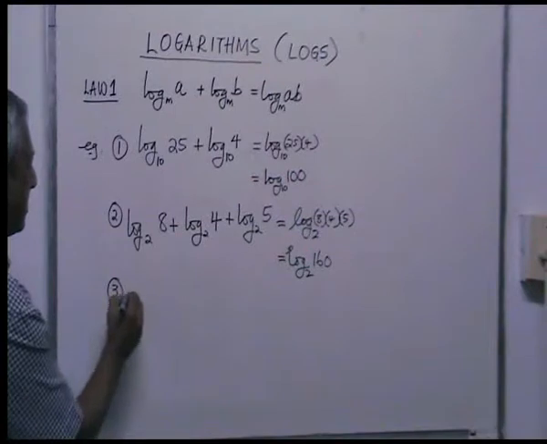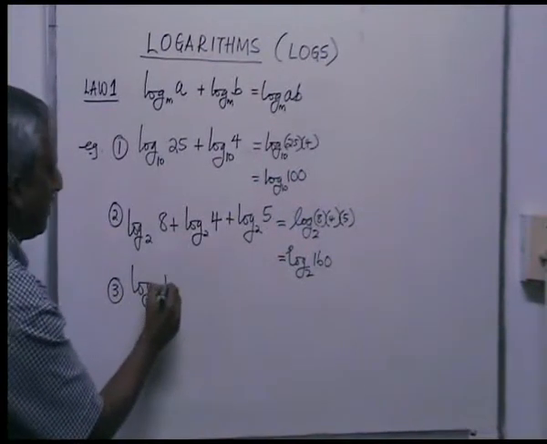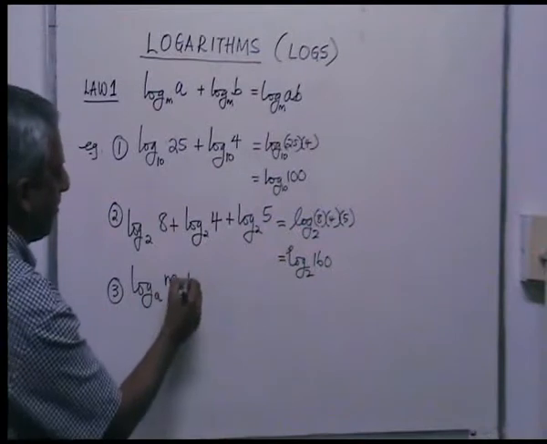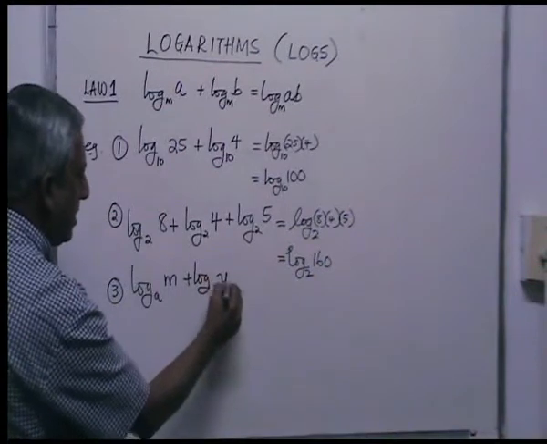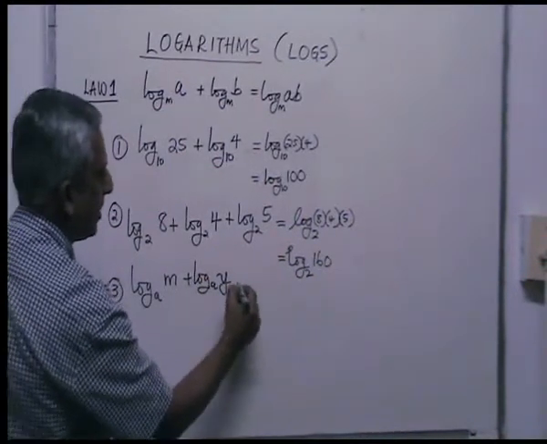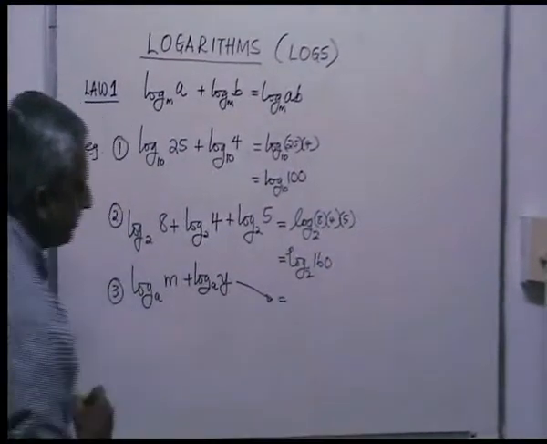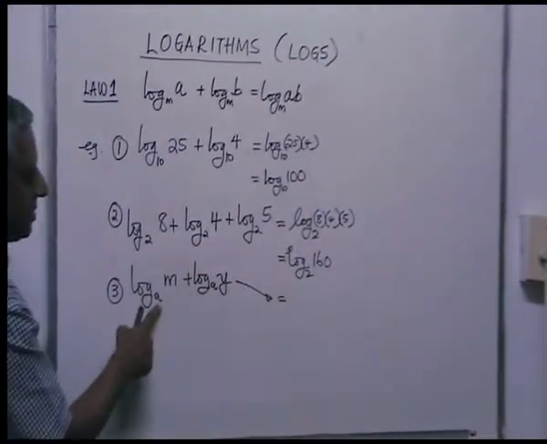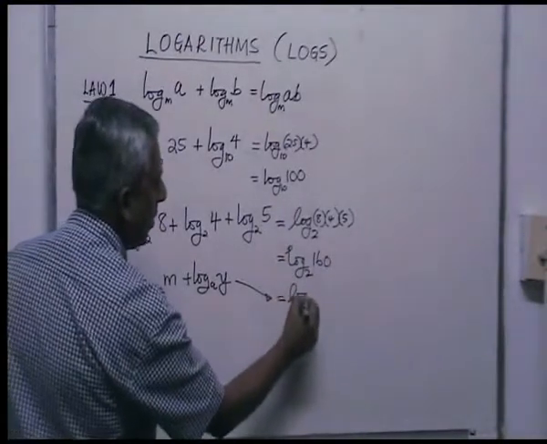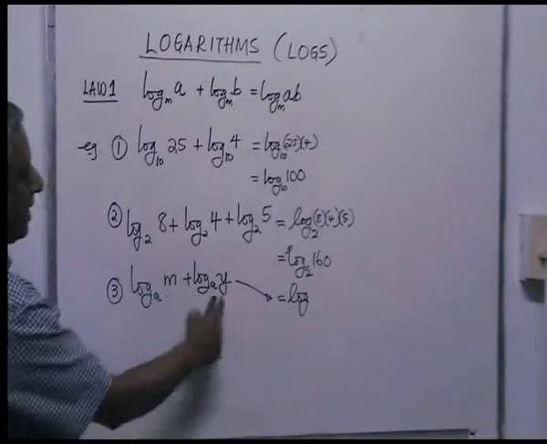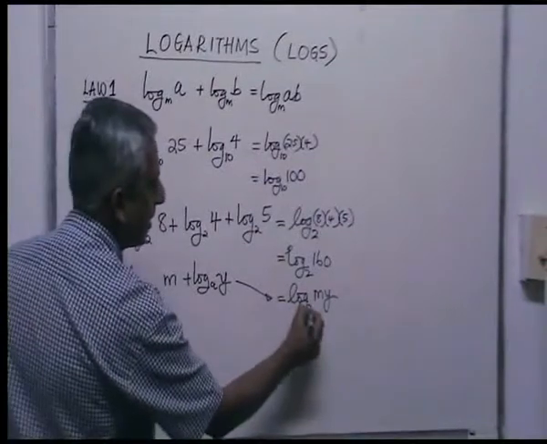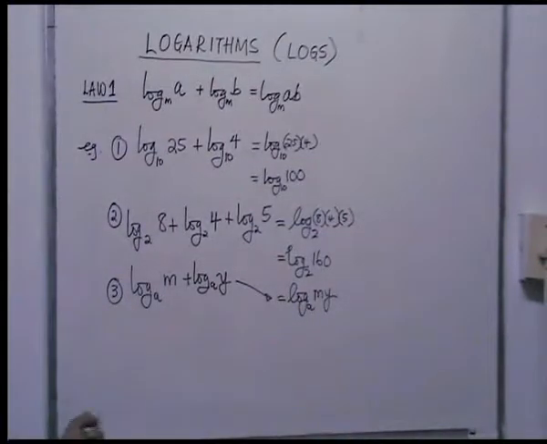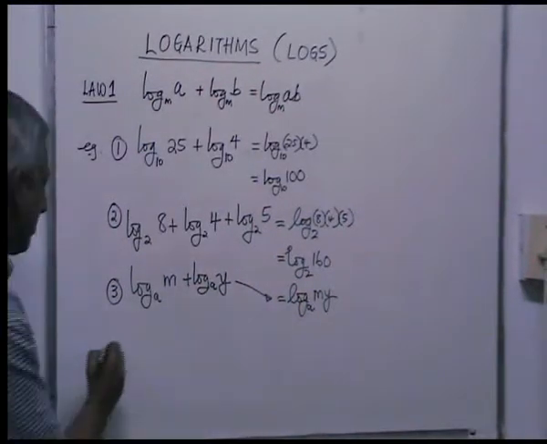This time we'll introduce some letters. Let's say log of m to the base a plus log of y to the base a is equal to, well, the bases are exactly the same, so it will become log m times y. M times y is my, and the base is a. So that's applying law number 1. Now let's do an example where the law can't work.